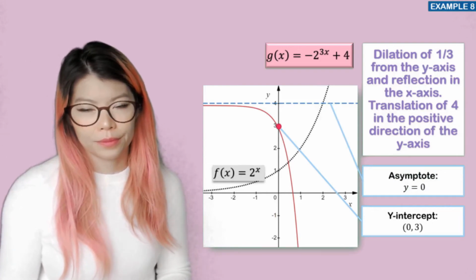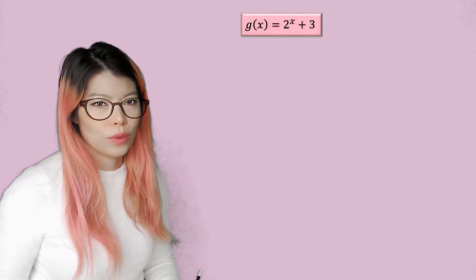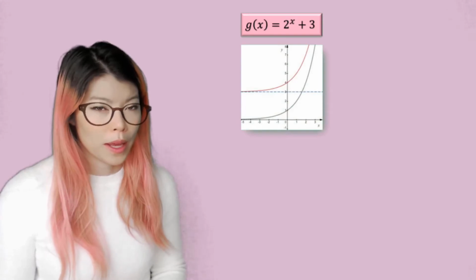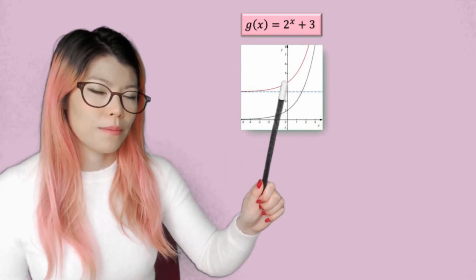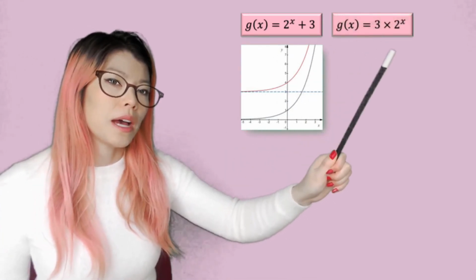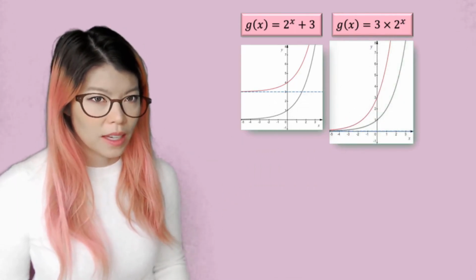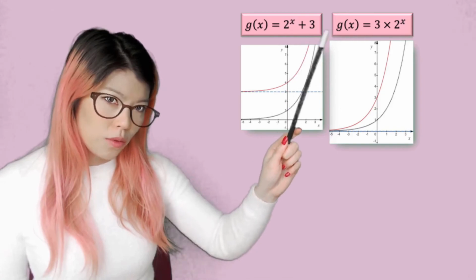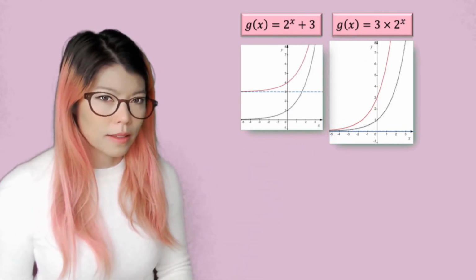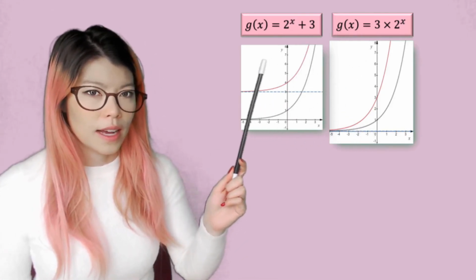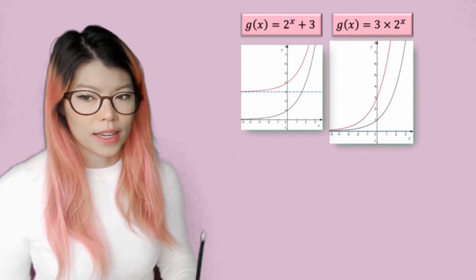Let's recap what we have done and compare them. So 2 to the x plus 3 looks like a shift up, but 3 times 2 to the x looks like something moving faster up. So now you can look at these two graphs and see what the 3 does in those two circumstances. That's a dilation, and that is a translation.